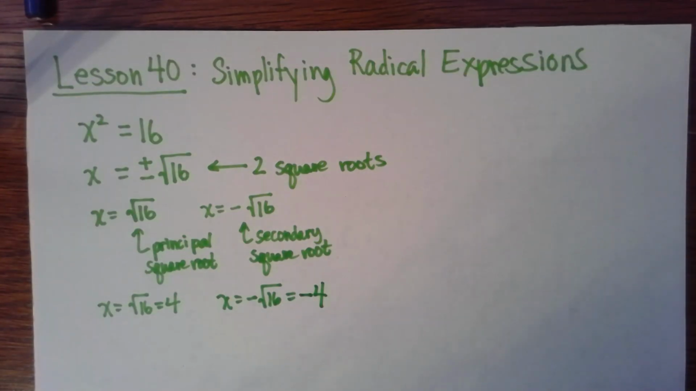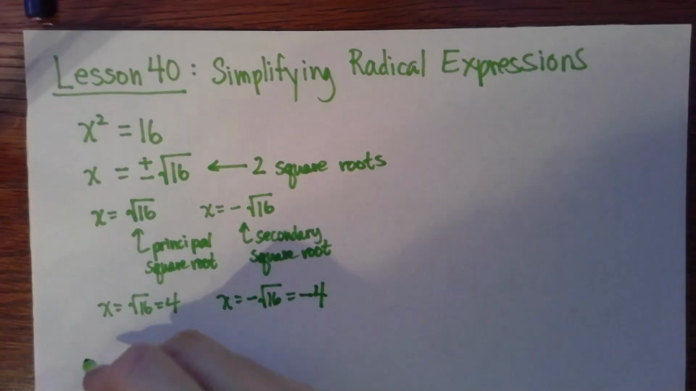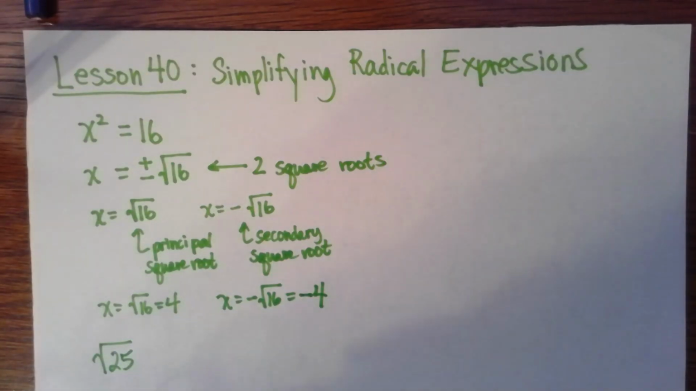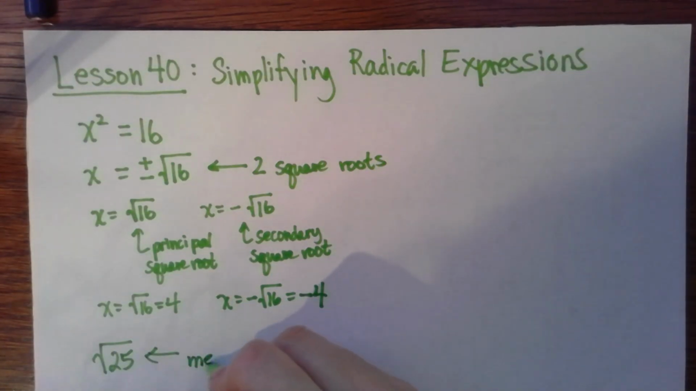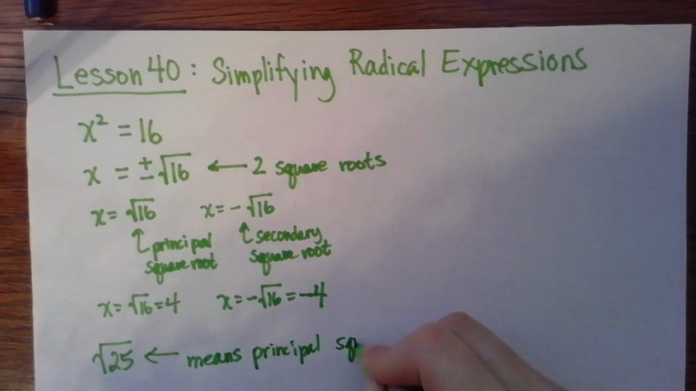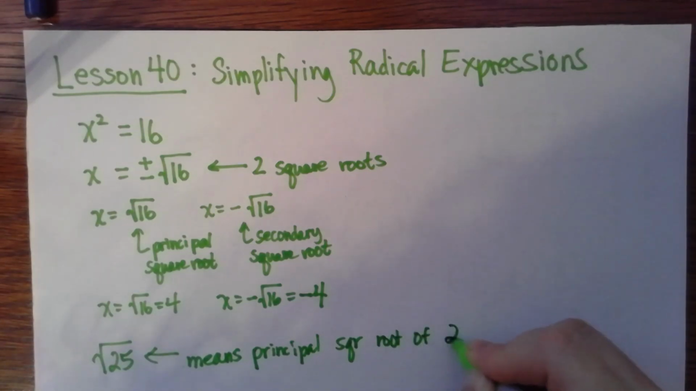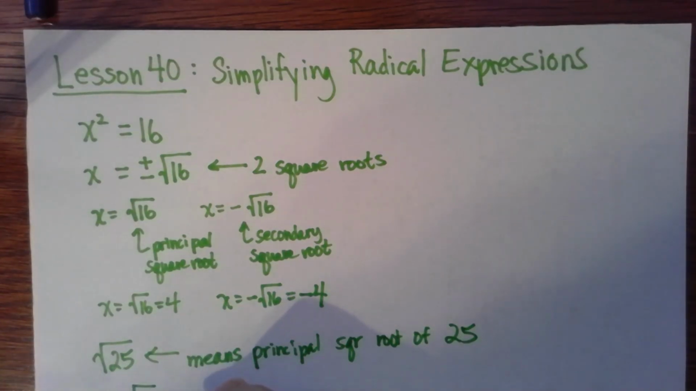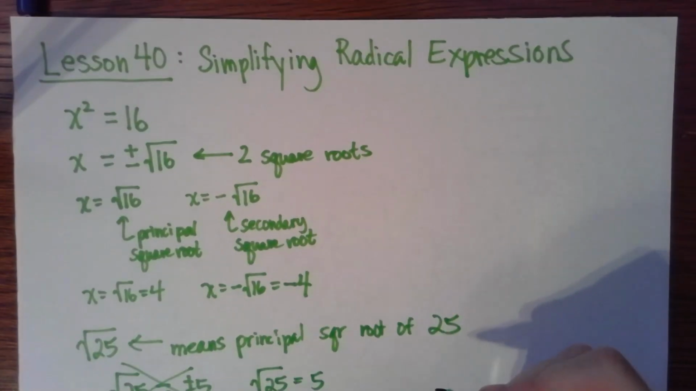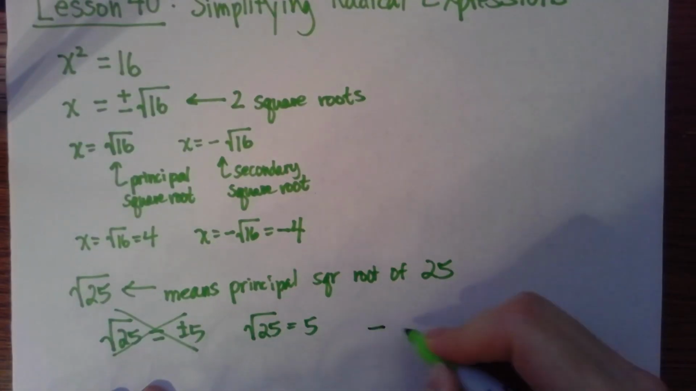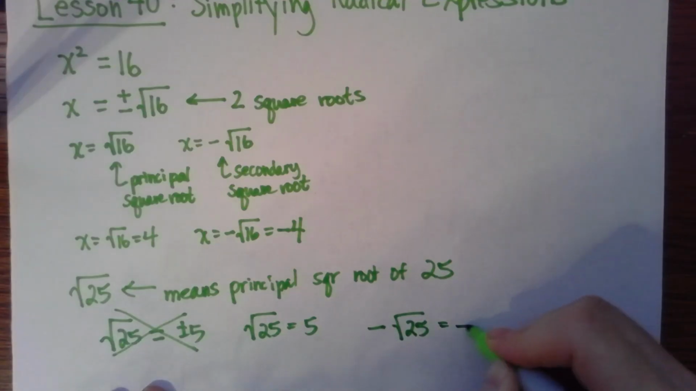Okay. So if I see something like the square root of 25, that means the principal square root of 25. So we would never say something like the square root of 25 equals plus or minus 5. That doesn't make any sense. There's only one principal root, that is positive. We would never write that. Okay. We would write the square root of 25 equals 5. If we wanted the secondary root, then we would write negative square root of 25. That would be negative 5.